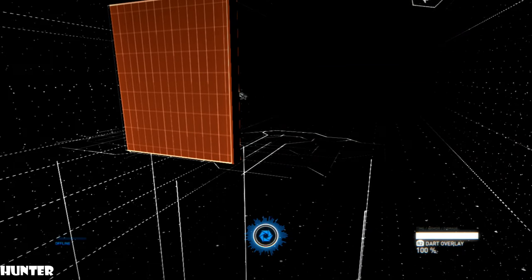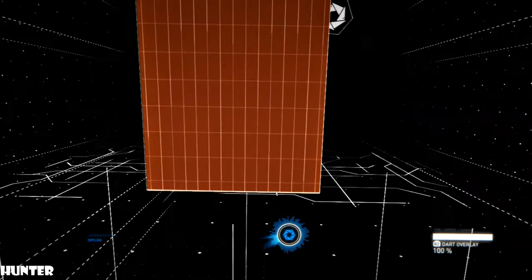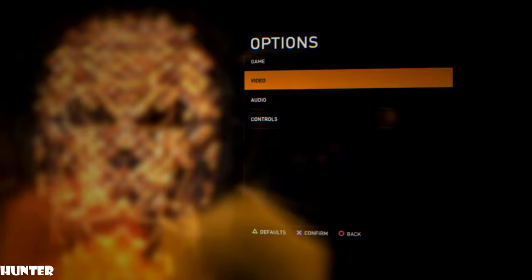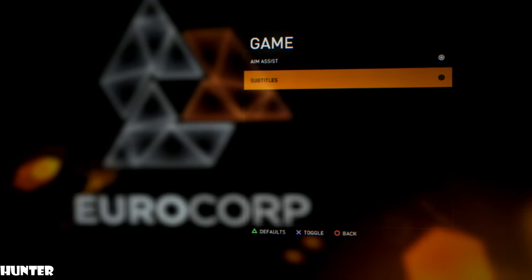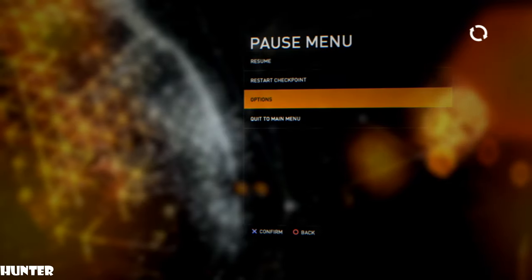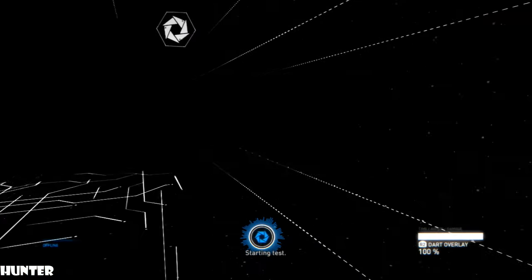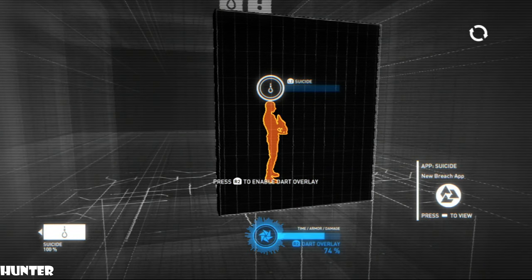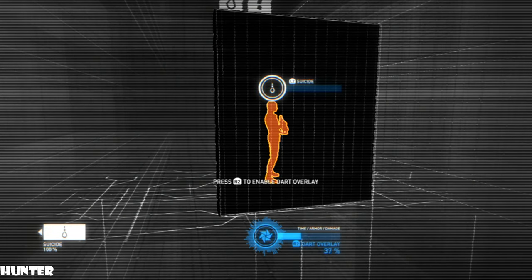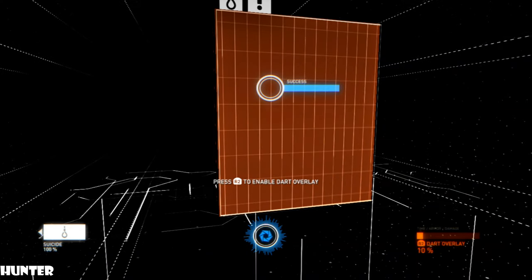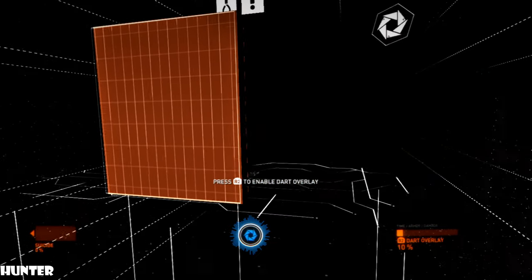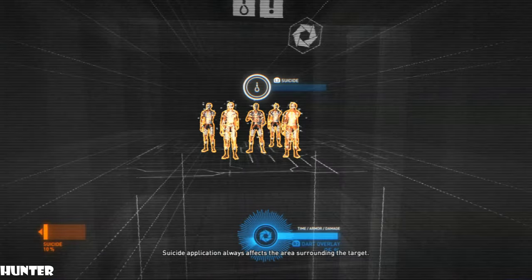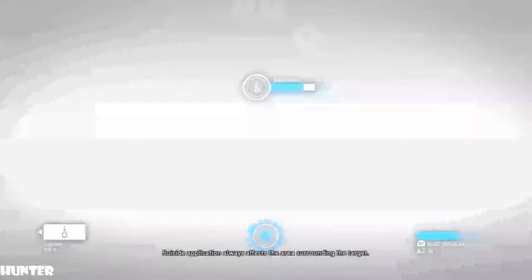and breach capacity. This is crucial for your survival in combat. Starting test. Activating suicide application. Tested in the following scenarios. Suicide application always affects the area surrounding the target.